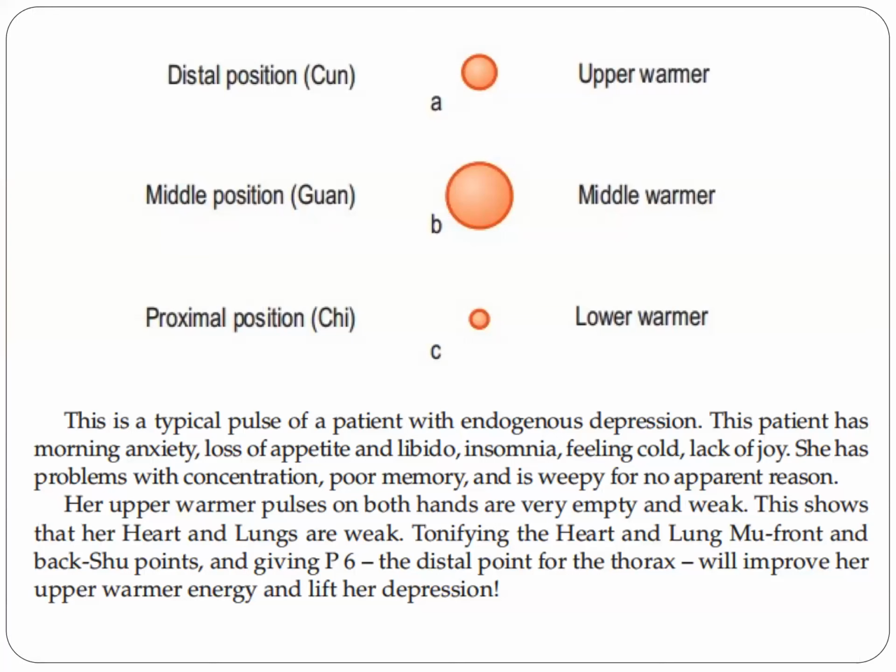Okay, let's take a look at the figure. So as you can see, we divide the positions into 3: upper warmer, middle warmer, lower warmer. This is a typical pulse of a patient with endogenous depression. So as you can see, the pulse in the middle position is very, very, shall we say, very impactful.